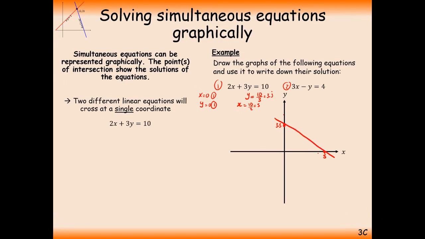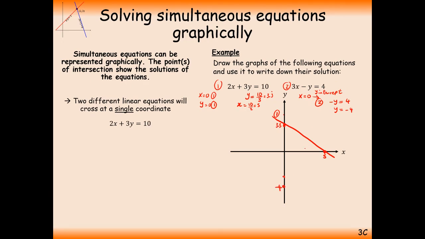Your straight line will be better than mine because you will use a ruler. Now, we've plotted the graph for equation 1 there. To do the same thing for the second equation, to find the y-intercept, you substitute x equals 0. When x equals 0, equation 2 gives negative y equals 4. Therefore, y is minus 4.